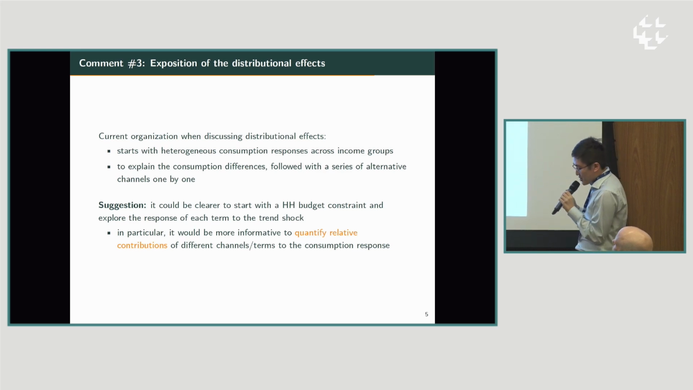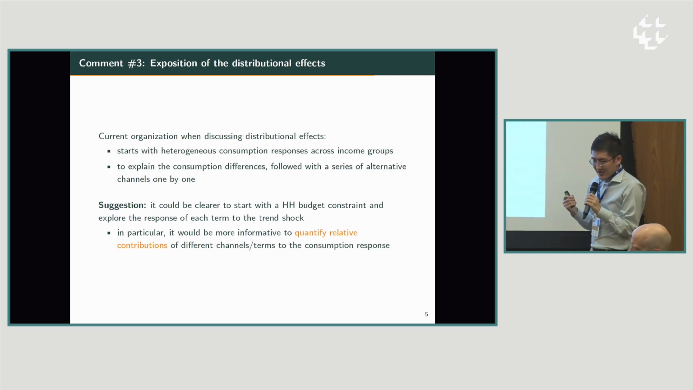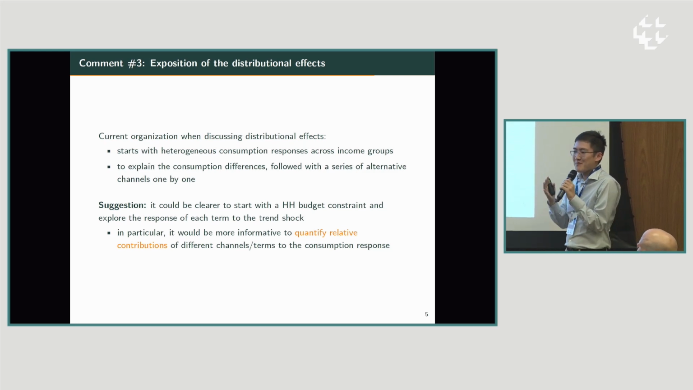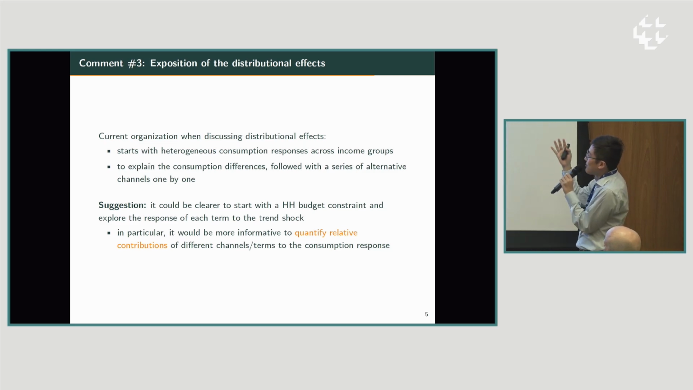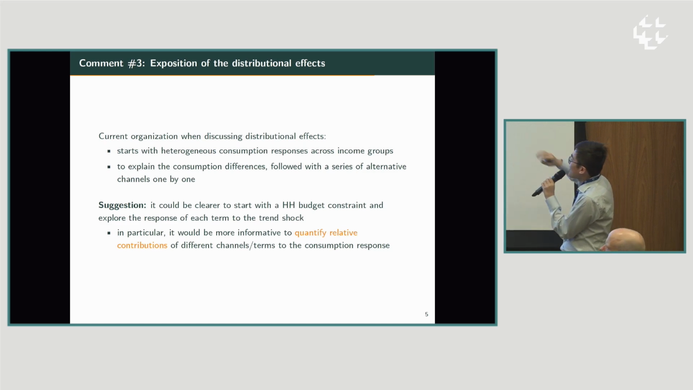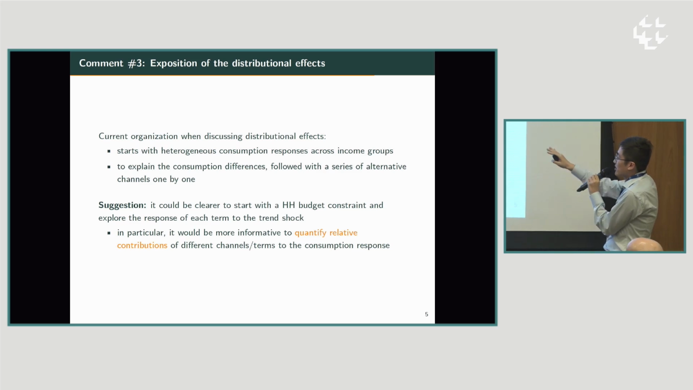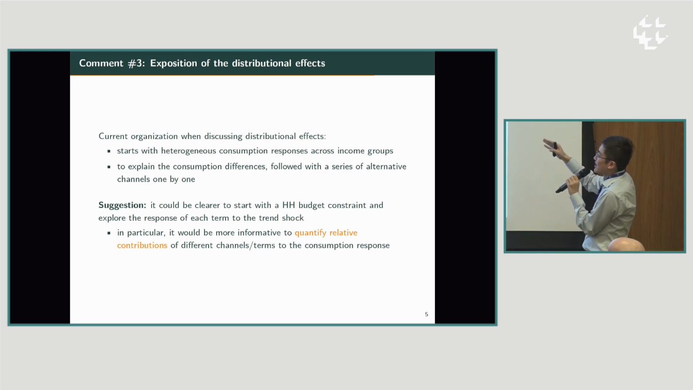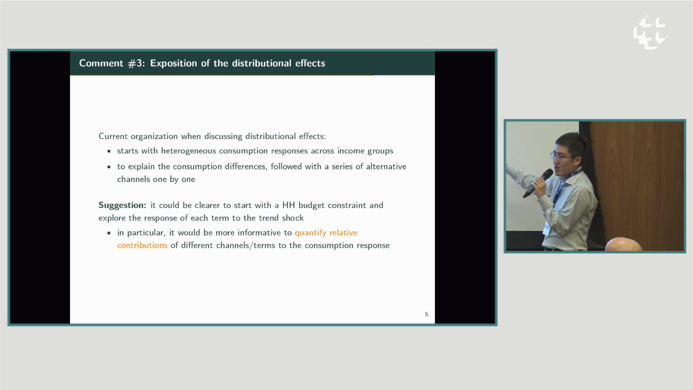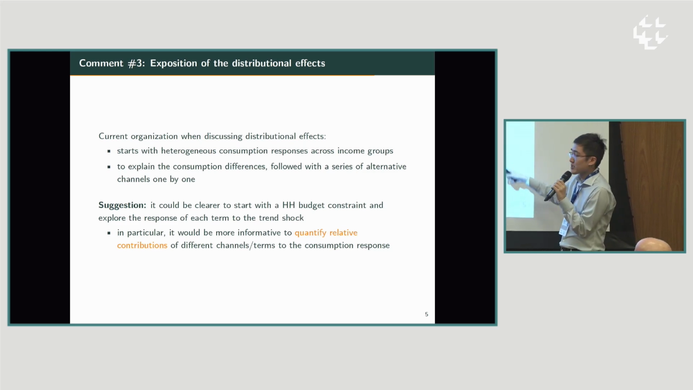However, when I go through the paper, the question in my mind was, is that a complete list of the channels, or how should it compare with these different channels? One thing I think they can start with is the household budget constraint, just like the papers by Auclert and his co-authors. You put consumption on the left-hand side, put all the terms on the right-hand side, and explain them one by one. That's one way to organize the results. In particular, this approach could be more informative in quantifying the relative contributions of the different channels, which I think is also an important part for the existing literature.